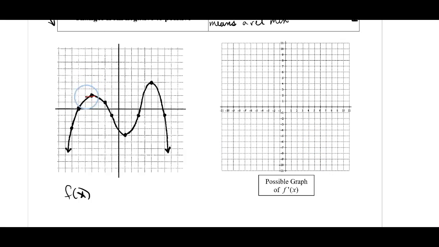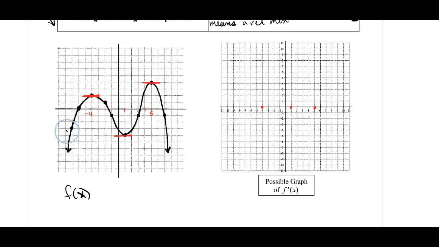This one right here is at negative 4. At negative 4, I have a derivative of 0 because this would have a horizontal tangent. And so at negative 4 over here, I'll plot a 0 value. Same thing at 1. I have a minimum, so that is a derivative of 0. And at 5, I have another horizontal tangent, so I have a derivative of 0 at 5. So I have 3 key points right here.